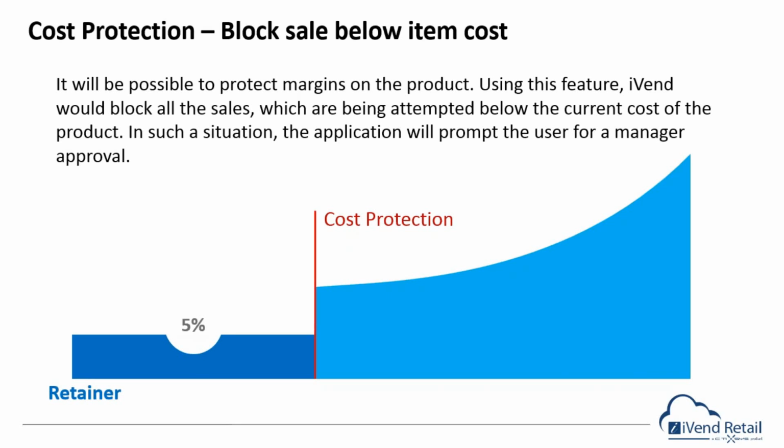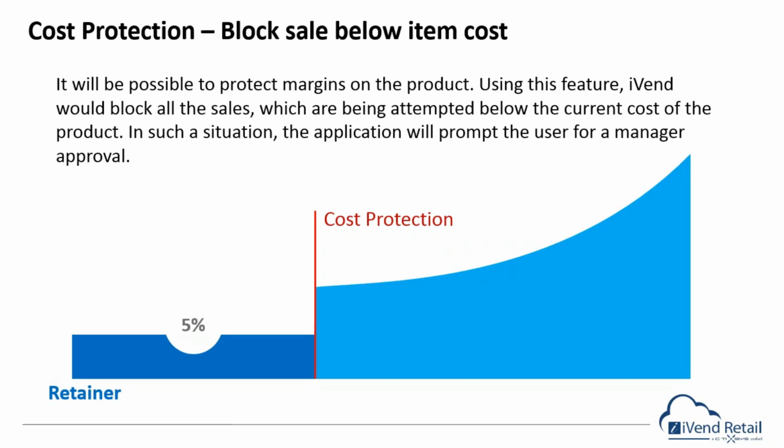So what we have done is we have incorporated this feature as a base feature in iVend. We have given a cost protection for iVend. How do you give the cost within iVend? We all are aware of that. We can give the cost directly on the iVend product view. You can go to the product view and define the cost over there.